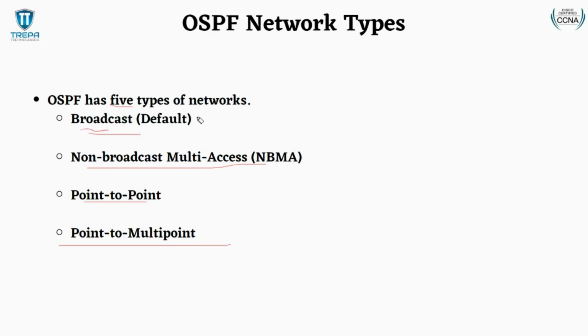So a broadcast network type is going to be the default. Then we have non-broadcast multiple access, which is NBMA. We have point-to-point links, and this will be like your dedicated leased line, usually represented like this in documentation, like a serial interface. And then we have point-to-multipoint network types.